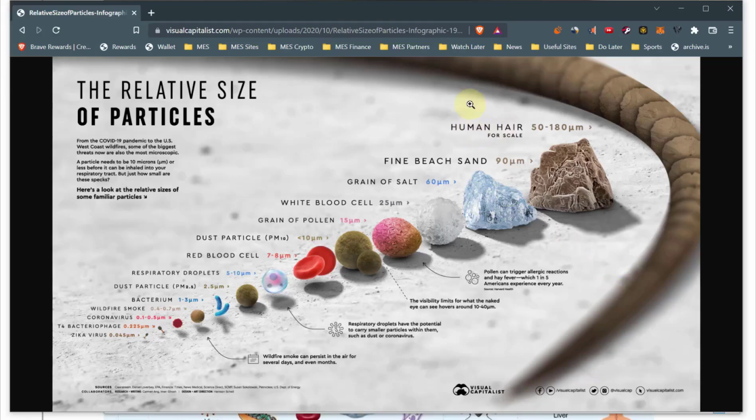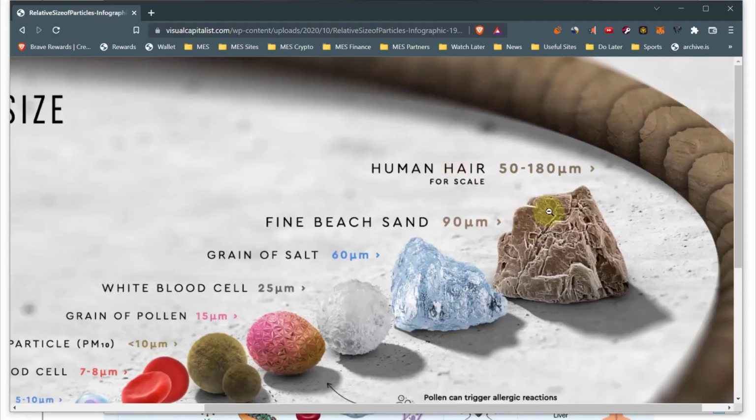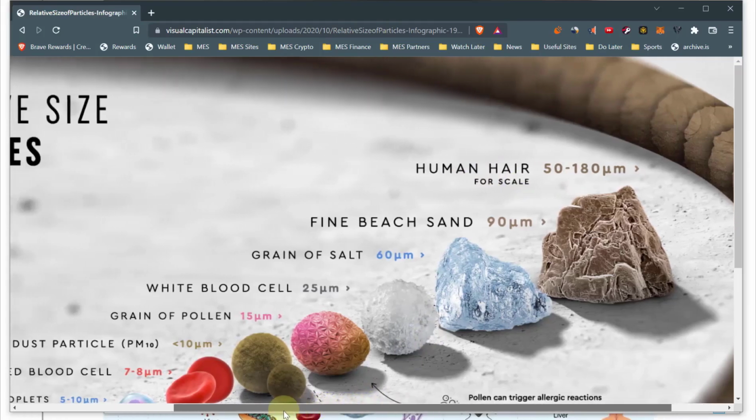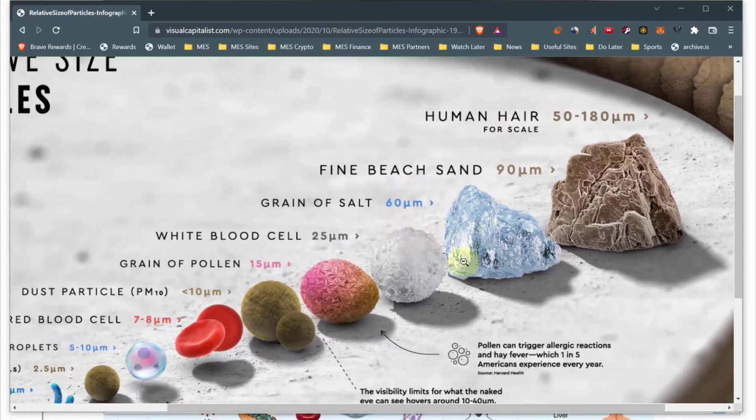The next one here is fine beach sand. We can zoom in here. Fine beach sand is 90 micrometers. Remember, a micrometer is a millionth of a meter, so 90 millionths of a meter, and human hair is 50 to 180 millionths of a meter. Then we have a grain of salt, which looks like this. It's about 60 micrometers.